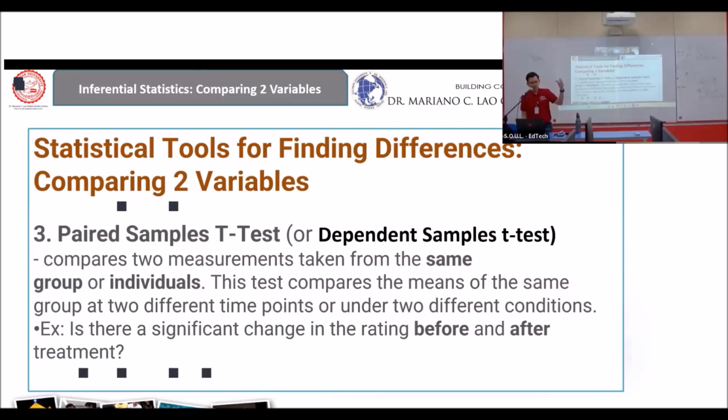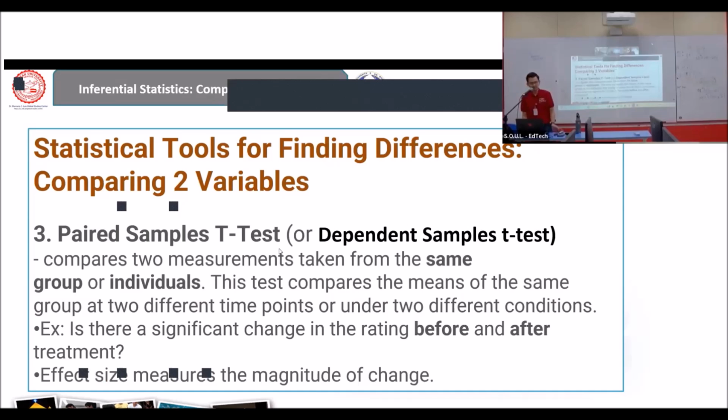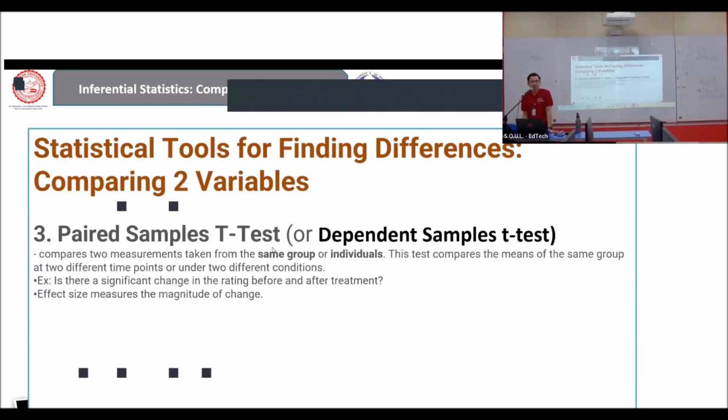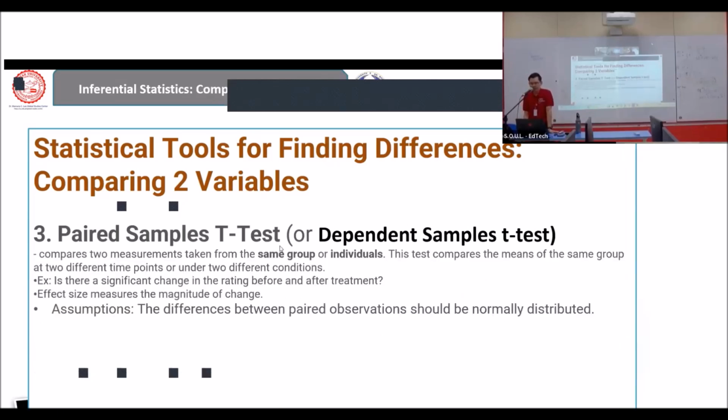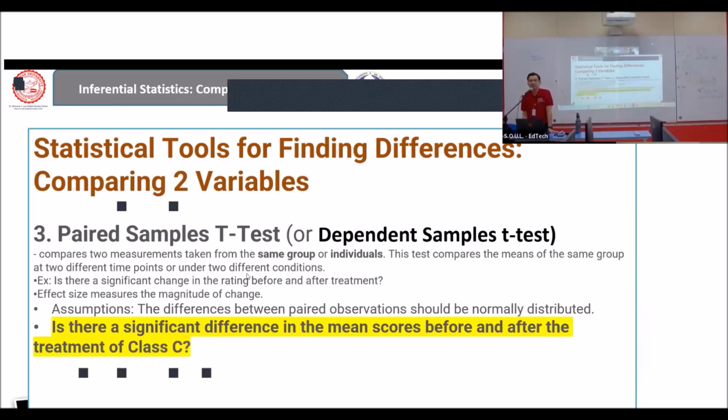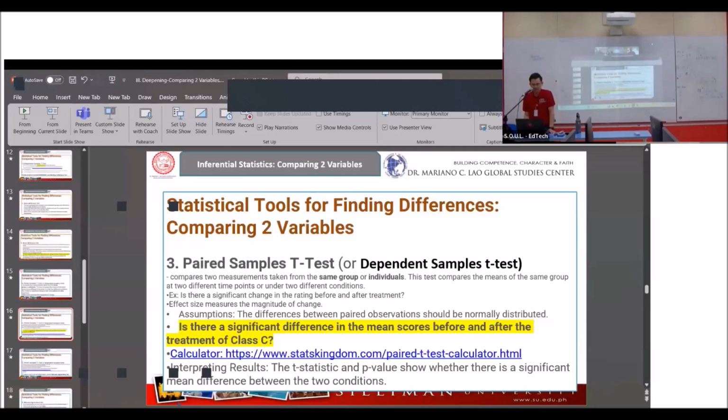Okay, so the effect size measures the magnitude of change. Assumption, the differences between paired observations, again, should be normally distributed. Let's try to solve it. Is there a significant difference in the mean scores before and after treatment of class C? Let's try to look at this. Class C, yes.